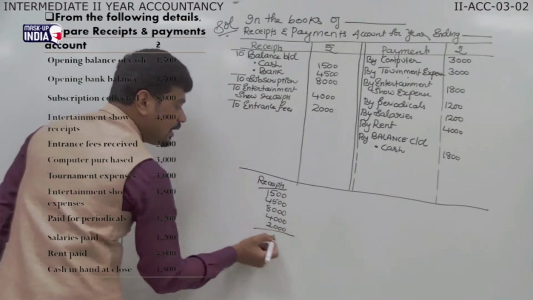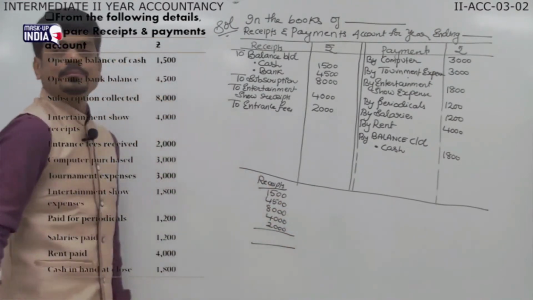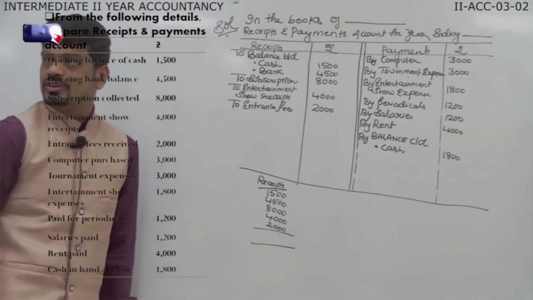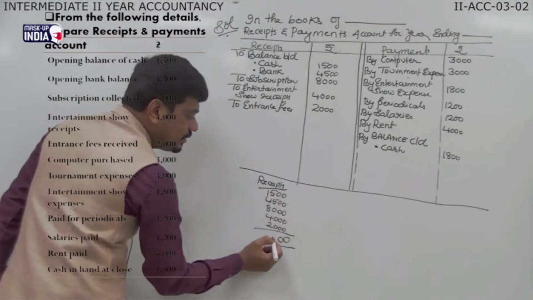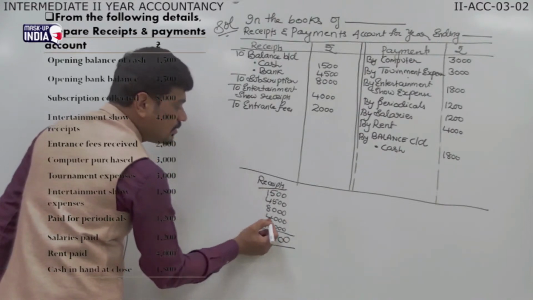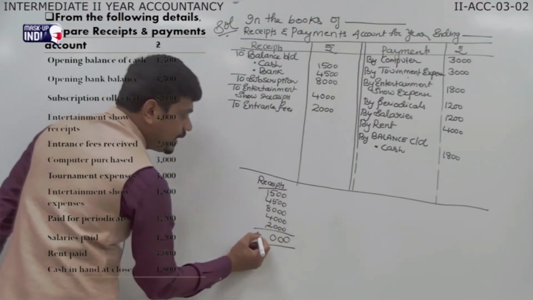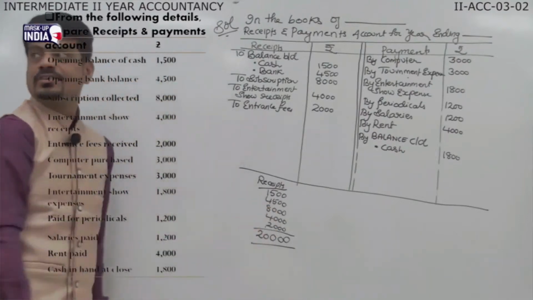While writing the figures, let us maintain the discipline of decimals, that is the position. If we add: 0, 0, 5, 5, 10, carry 1, 3, 7, 15 plus 5, 20. So the total of receipts is 20,000.